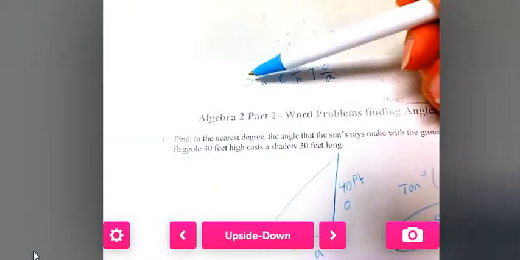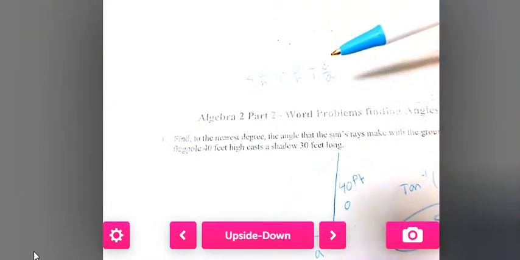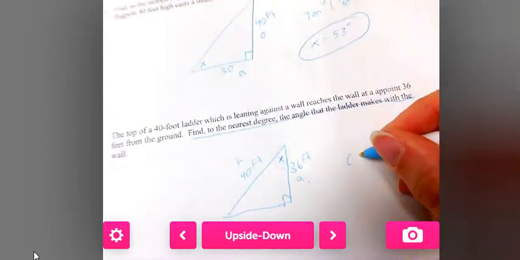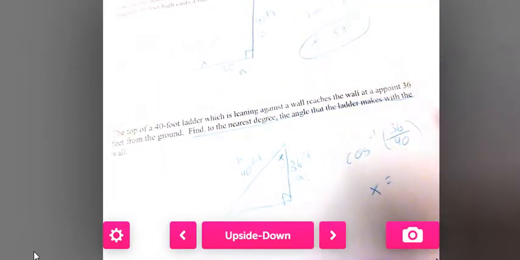So if I've got adjacent and hypotenuse, remember SOHCAHTOA. Which one, sine, cosine, or tangent, uses adjacent? You guys got to be quiet. Cosine. So inverse cosine, adjacent over hypotenuse. So I'm going to put that in my calculator.